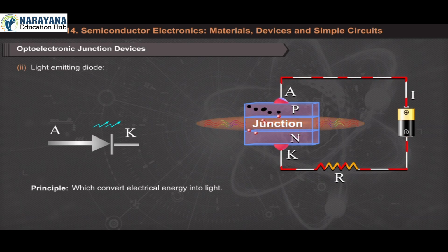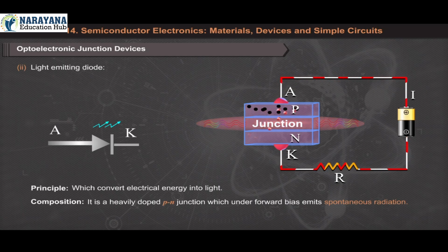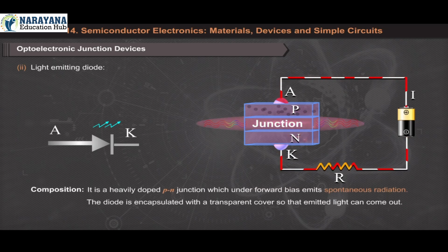which convert electrical energy into light. Composition: it is a heavily doped PN junction which under forward bias emits spontaneous radiation. The diode is encapsulated with a transparent cover so that emitted light can come out.